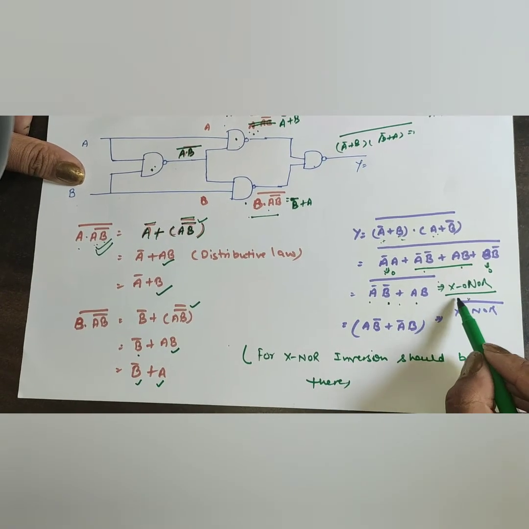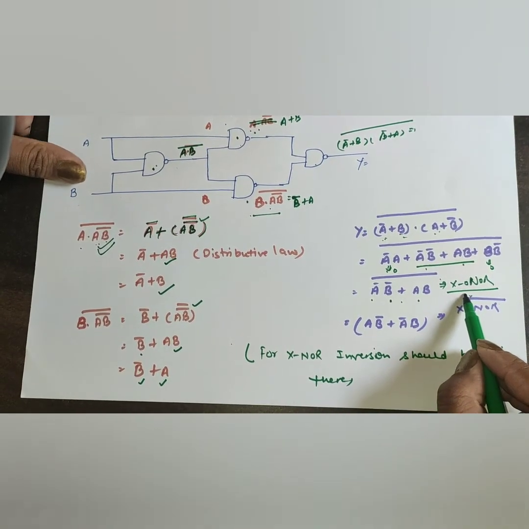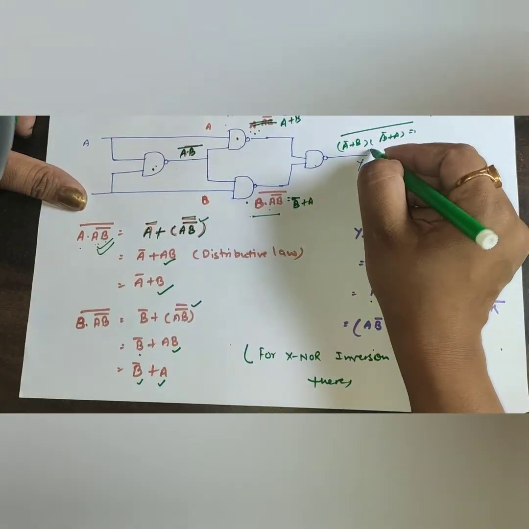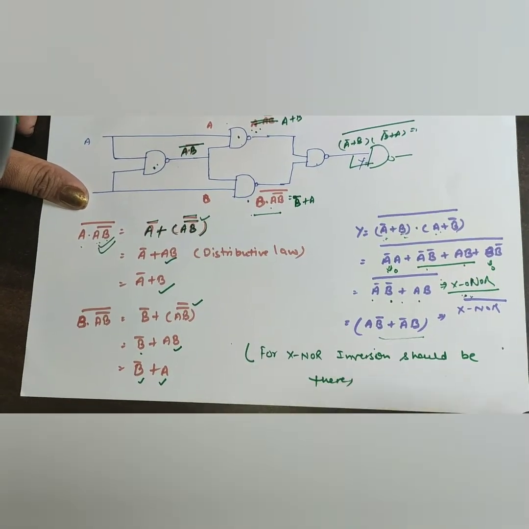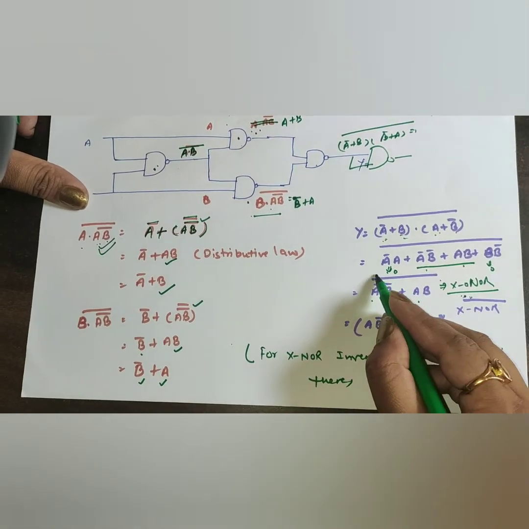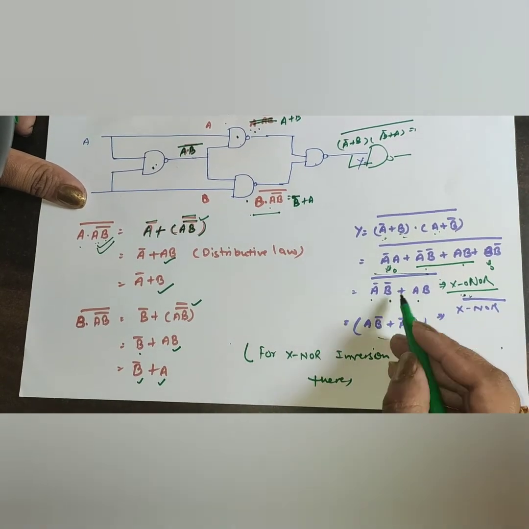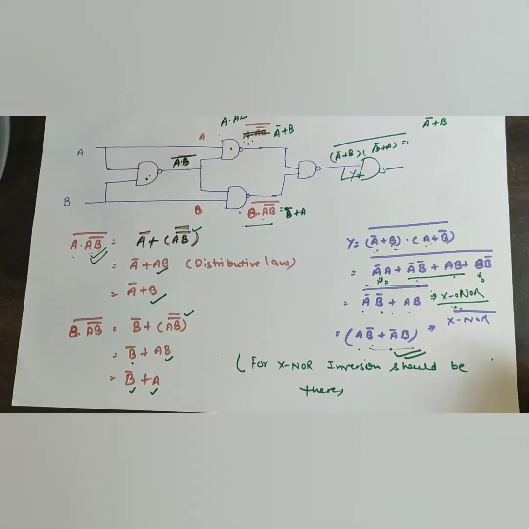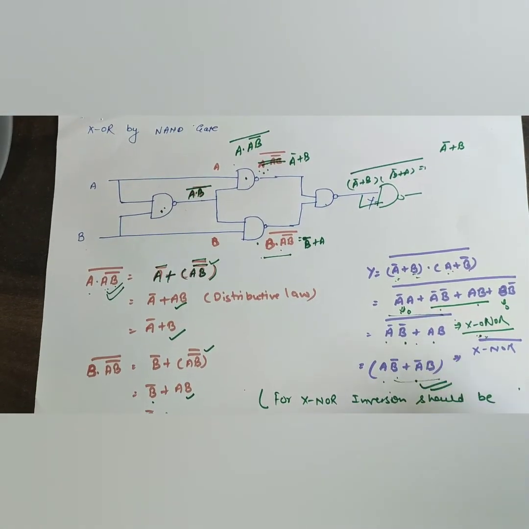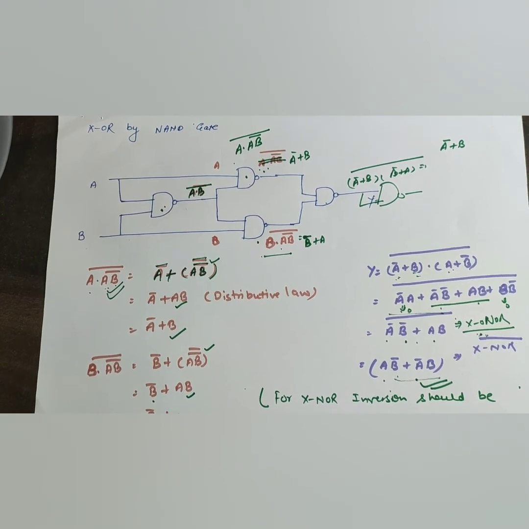And if you want to remove this NOR gate, you simply add one NAND gate here. So this will be the XOR gate because of the double bar, so the double bar will be removed, giving A bar B plus AB bar. This is our NAND gate use for the XOR or XNOR gate.